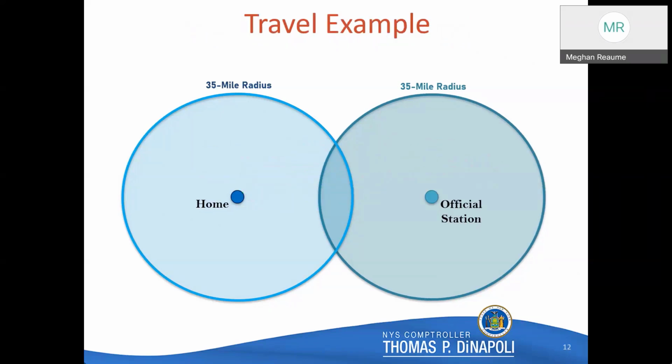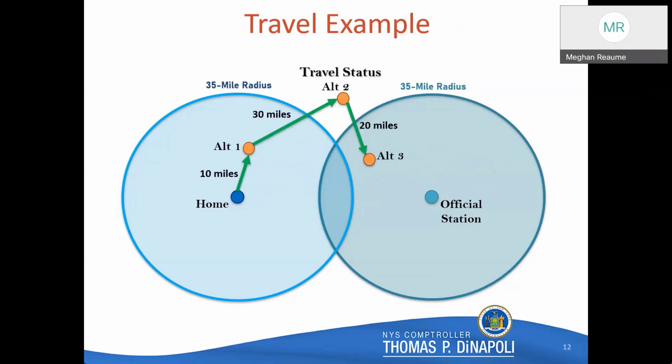The last scenario we have is the employee traveling 10 miles from their home to Alt 1, 30 miles to Alt 2, 20 miles to Alt 3, and another 20 miles to their official station before then returning back home.